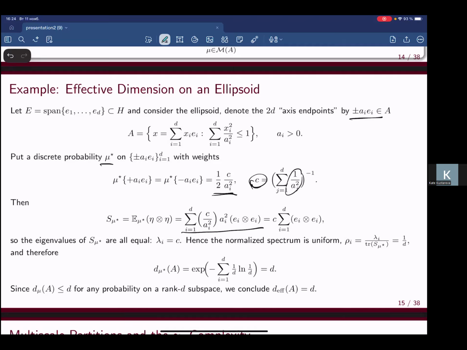And as a result, since the normalized spectrum is uniform, we can calculate that the effective dimension equals d. This means that the spectrum is uniform. It means that all directions contribute equally to the total, we can call it the energy of the set.